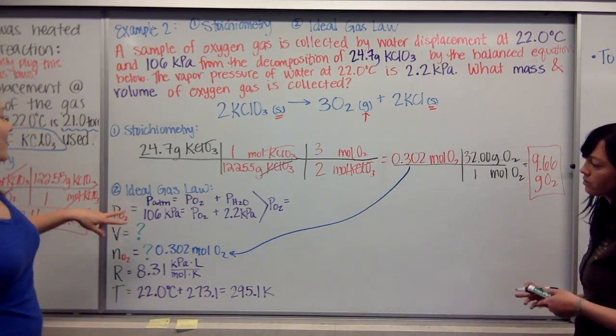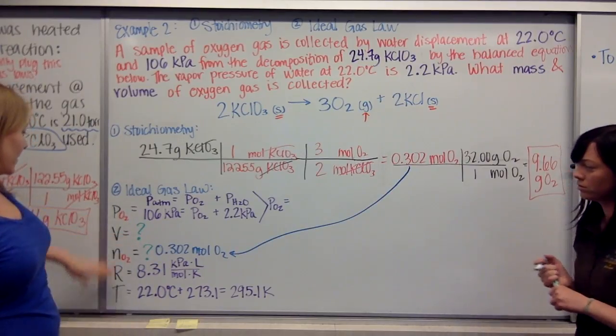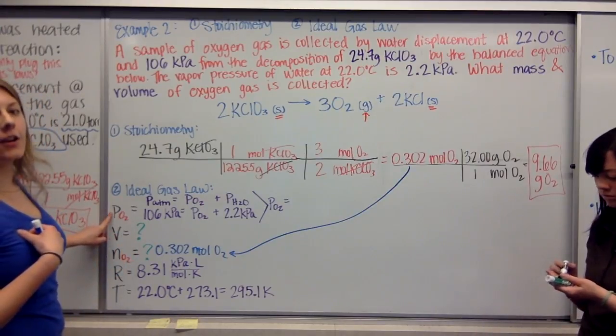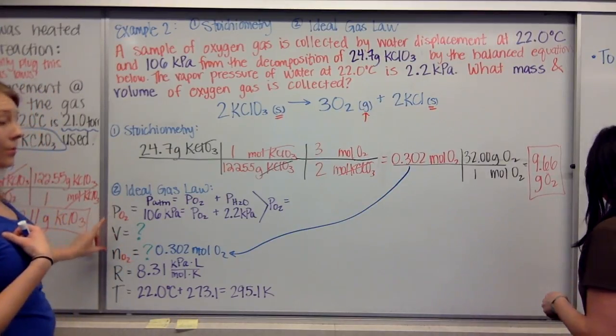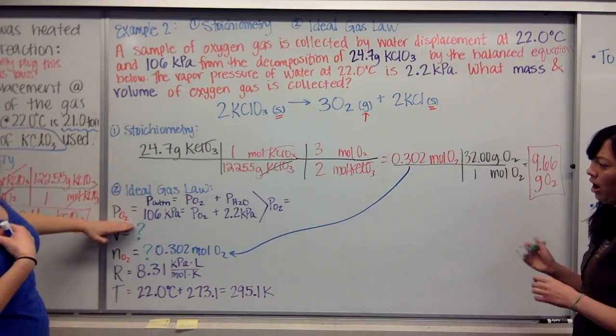All right, so we're trying to find the pressure of oxygen because, again, if we have the moles of oxygen, we need to be using the partial pressure of oxygen in our ideal gas law. It's either partial pressure of each or it's total of each. Okay, so we have the moles of oxygen, partial pressure of oxygen.